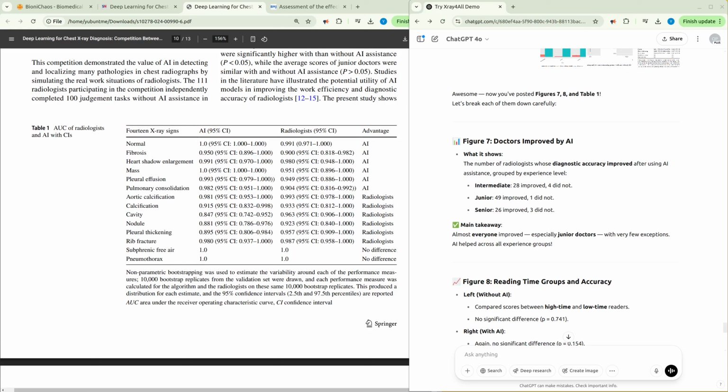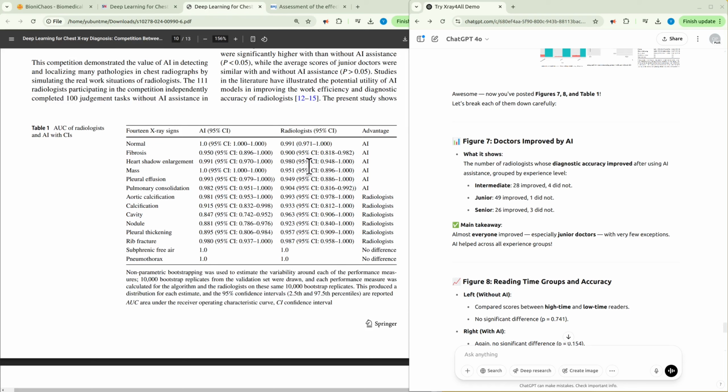Big overview, Table 1, AUC of radiologists and AI with confidence intervals. What it shows: AUC, area under the curve, values for AI and radiologists across 14 chest X-ray signs with confidence intervals. It identifies which group, AI or radiologists, had an advantage for each finding.